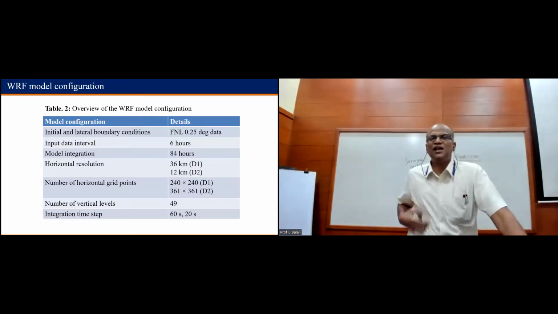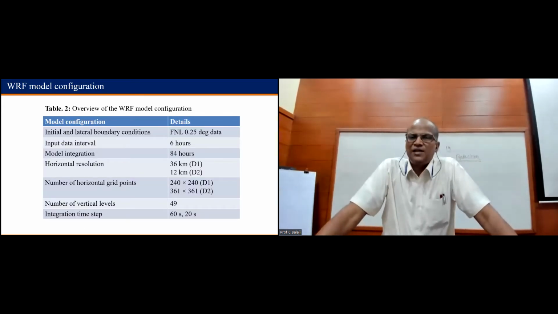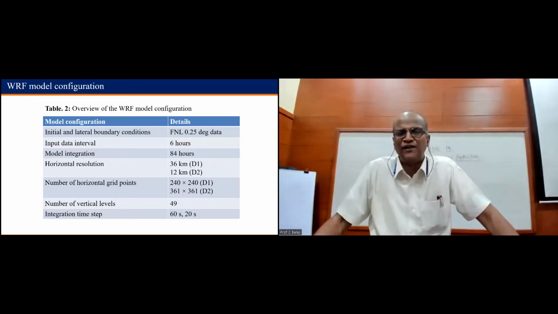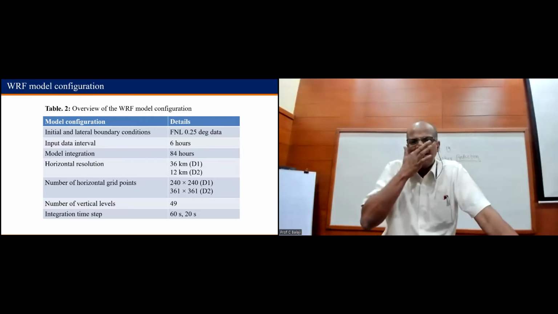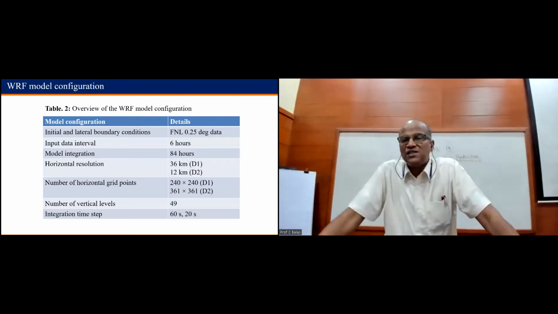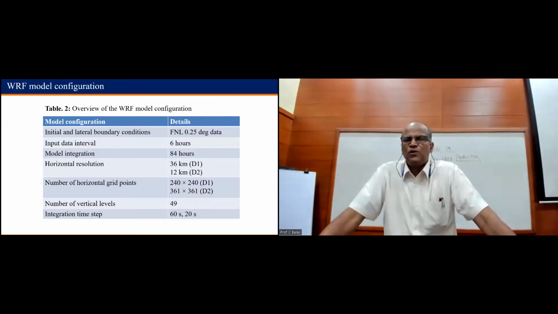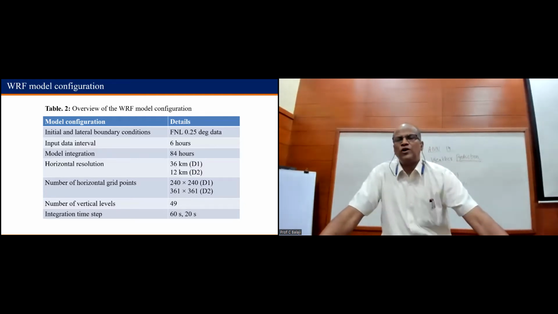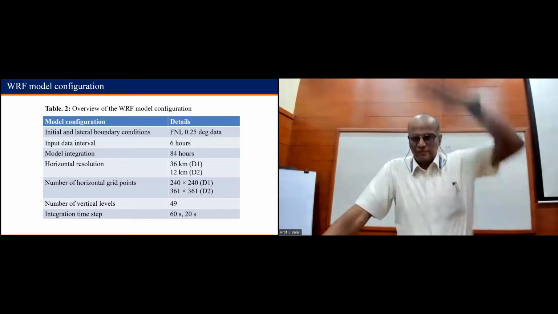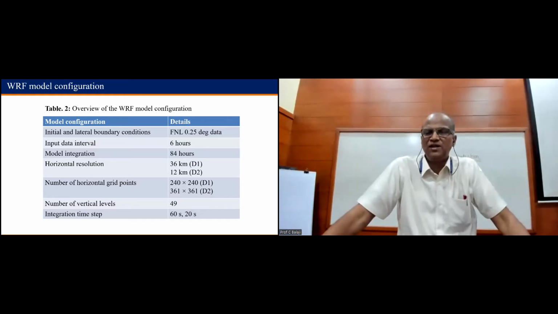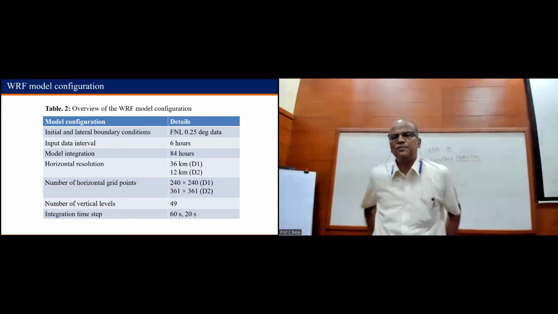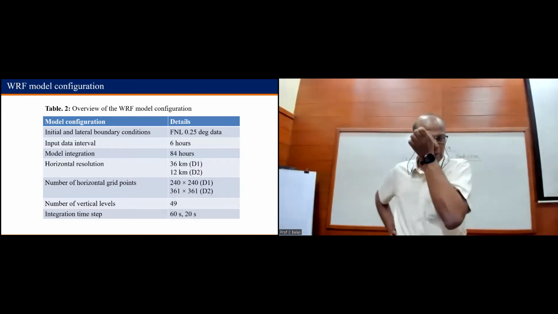The initial and lateral boundary conditions are from FNL, the final analysis, which is available free for you to download. Input data interval is 6 hours. Model integration is 84 hours. The resolutions I've told you. The number of grid points is 240 by 240 horizontally, with 49 vertical levels for D1, and 361 by 361 for D2. Integration time step is 60 seconds for D1 and 20 seconds for D2.